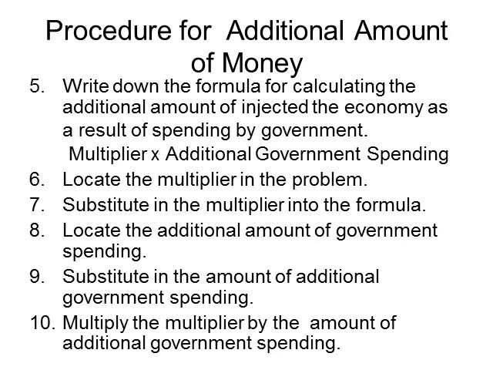Number 5, we'll write down the formula for calculating the additional amount of money injected into the economy as a result of government spending: multiplier times additional government spending. Number 6, we're going to locate the multiplier in the problem. Number 7, we're going to substitute the multiplier into the formula. We're going to locate the additional amount of government spending in the problem, and substitute it into the formula. Finally, we're going to multiply the multiplier by the amount of additional government spending.